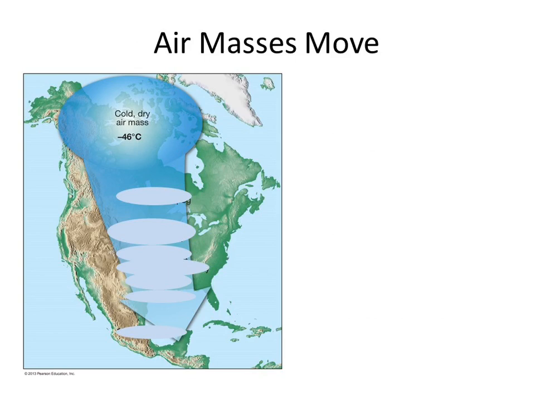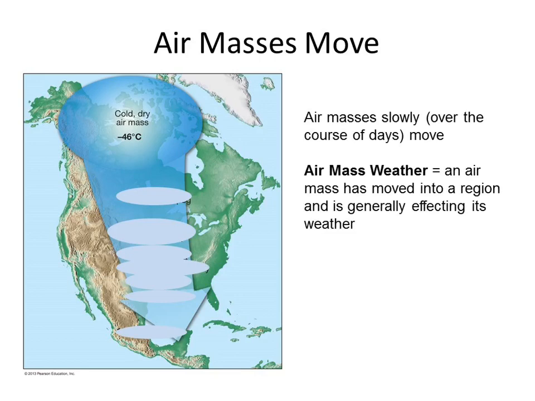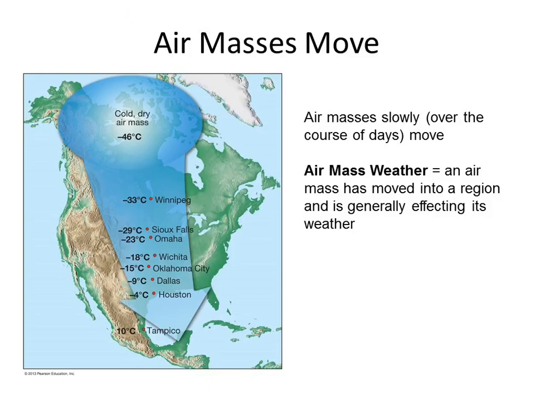So here is a figure from your textbook showing something that started out as cold and dry, moving south. If it's staying over the continent, it's going to stay dry. But if it's moving south, it's not going to stay cold, right? So negative 46 Celsius, negative 33, you see it becomes modified. Its temperature becomes warmer, air mass modification. Not to say that folks in Houston don't think negative 4 Celsius is cold, but it's not as cold as negative 46 Celsius. So, air mass modification.